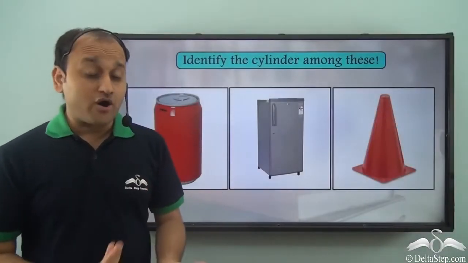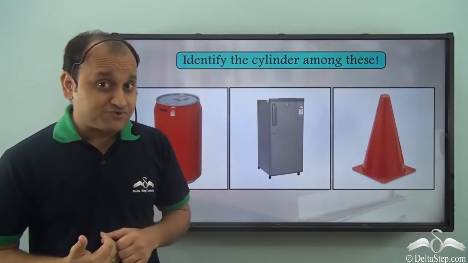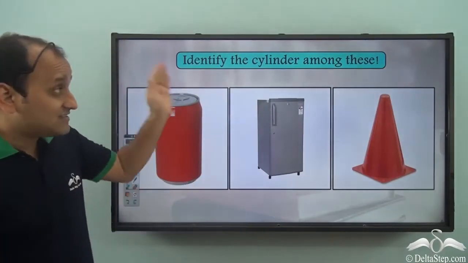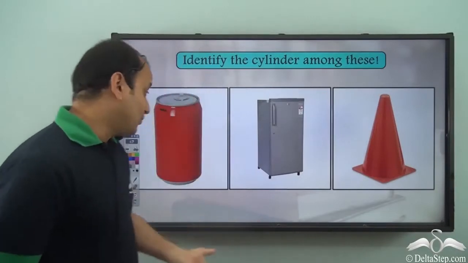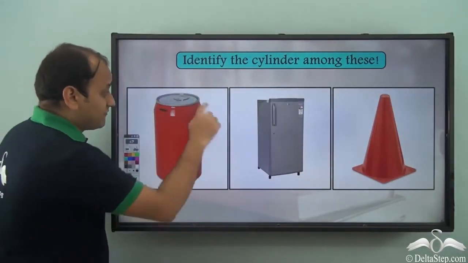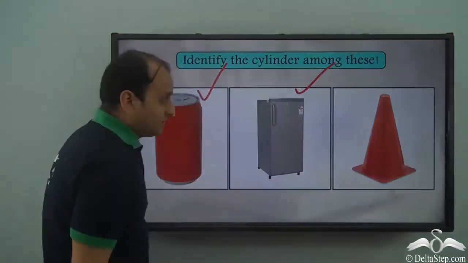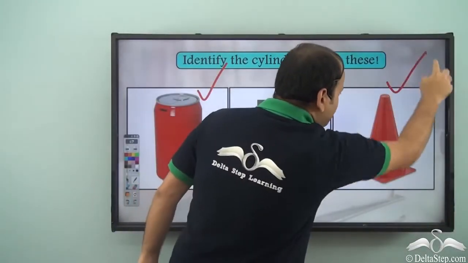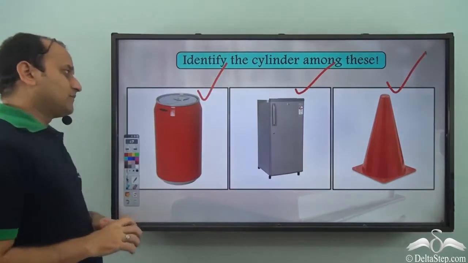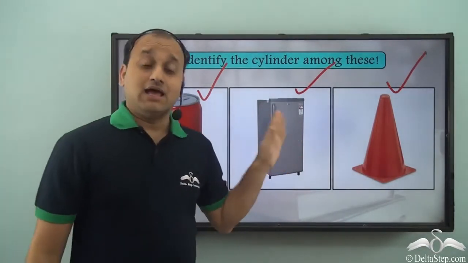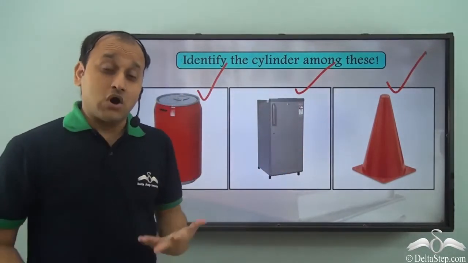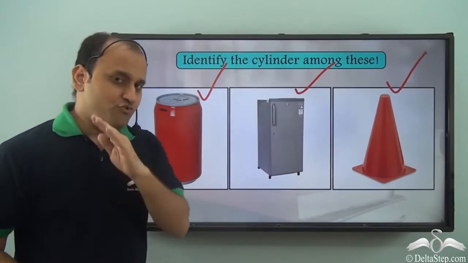Now that you know about all these new shapes, can you identify the cylinder among these? Well, I have a cold drink can, I have a refrigerator, and I have a marking cone. So which one of them is a cylinder or cylindrical in shape? What do you think?